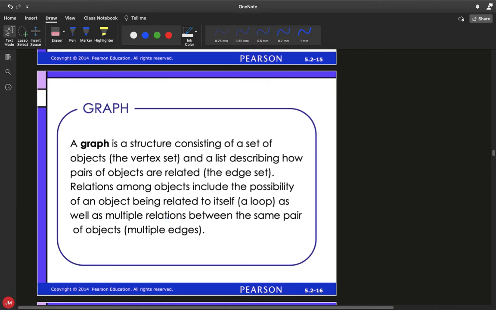Now, this slide is very important, guys. This is the formal definition of a graph. I would make sure that you've got this copied down somewhere in your notes or wherever you're writing these out. But a graph is a structure consisting of a set of objects, which is the vertex set, and a list describing how pairs of objects are related, which is the edge set. Now, relations among objects include the possibility of an object being related to itself, which would be a loop, as well as multiple relations between the same pair of objects, which is where we talked about multiple edges. So a graph basically brings together all of those components that we were talking about before. Make sure, guys, that this definition is written somewhere in your notes. This is super important.